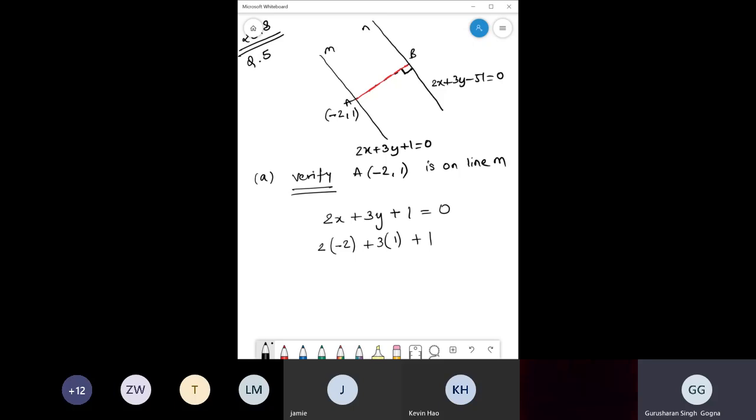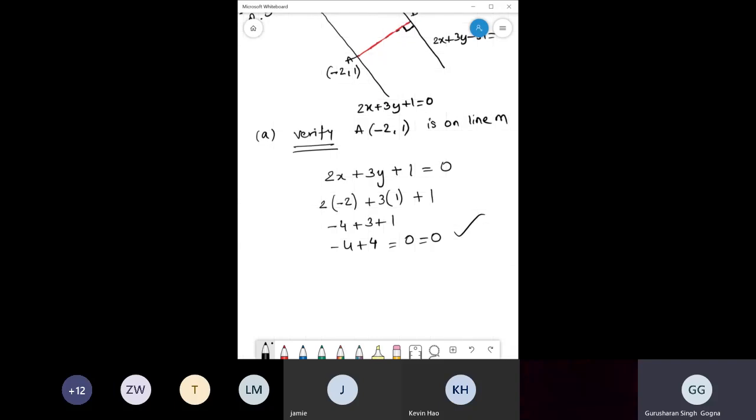So let's solve this. Minus 4, 3, 1, minus 4, plus 4, 0. 0 equal to 0. It means the point A is on the line. That's it. Second part of this question is find the coordinates of B.